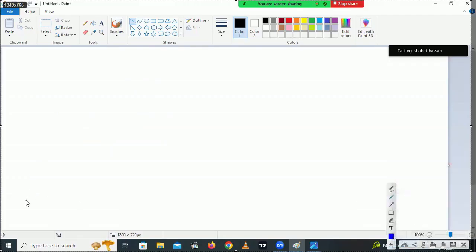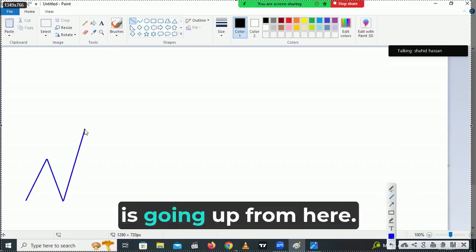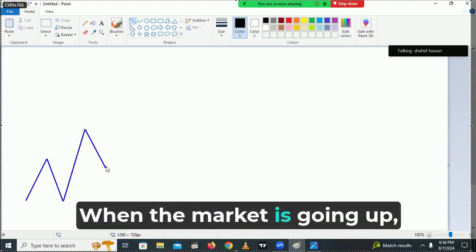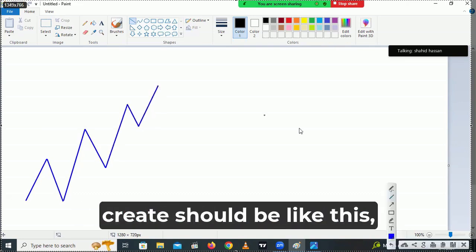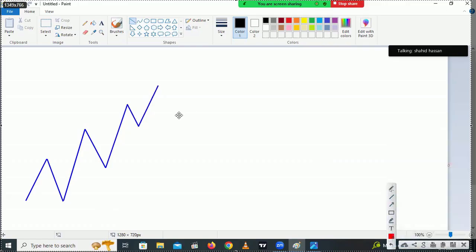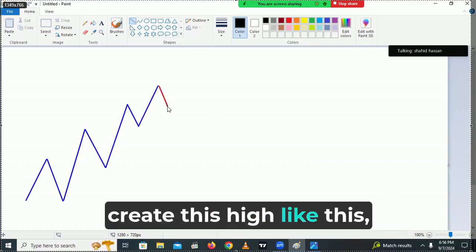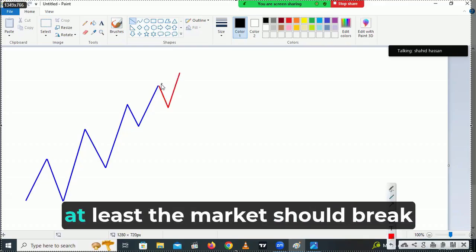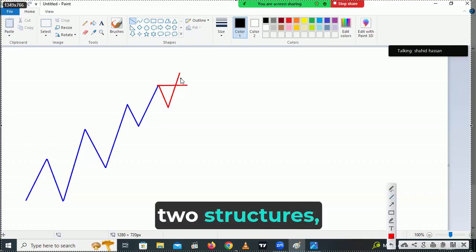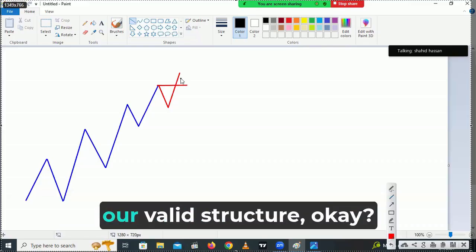When the market is going up from here, do this. Okay, when the market is going up, the real structure we need to create should be like this, that from the market create this high like this, then after cutting this high, at least the market should break 2 structures. Okay, the market should break 2 structures, then that structure will be our valid structure.